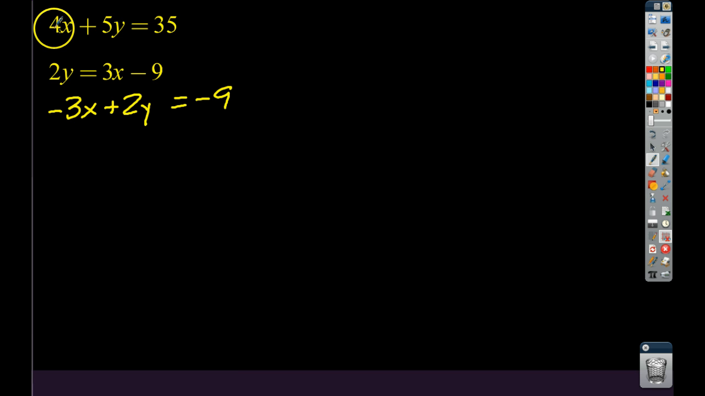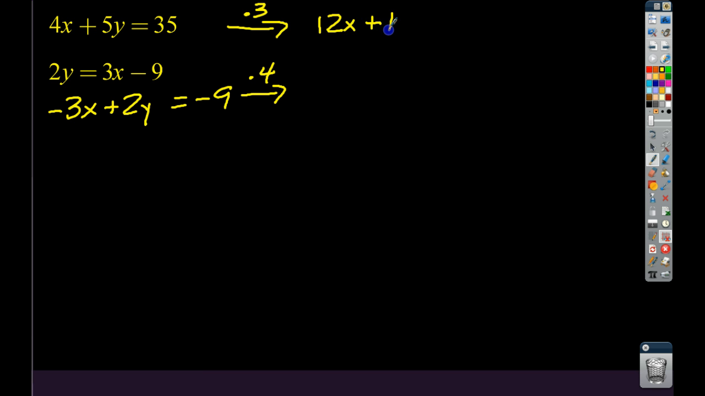So what I'm going to look at is, okay, what number does 4 go into? What multiple of 4 is also a multiple of 3? Well, in that case I can do 12. So if I multiply this top one times 3 and this bottom one times 4, I should get an equal amount of x's that are opposite of each other. So let's try it.